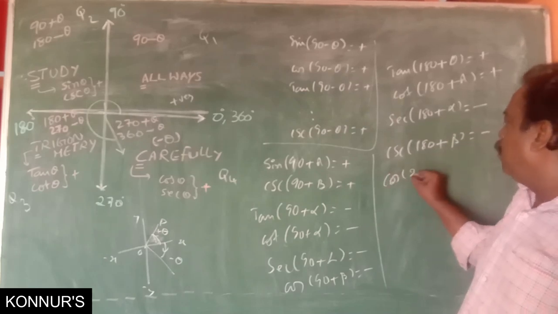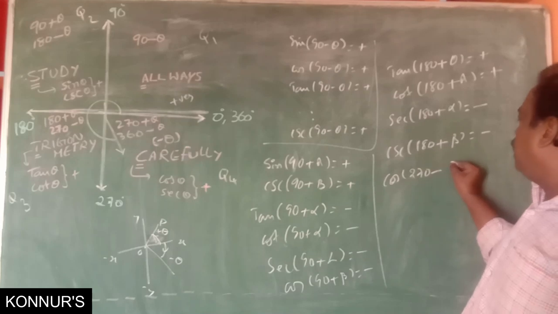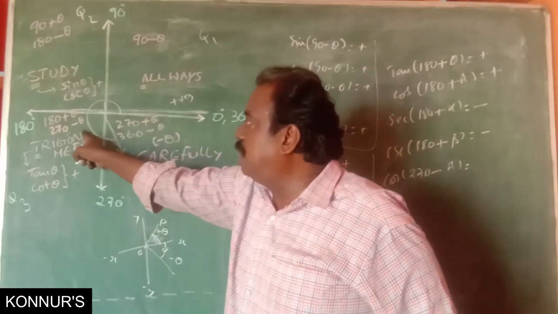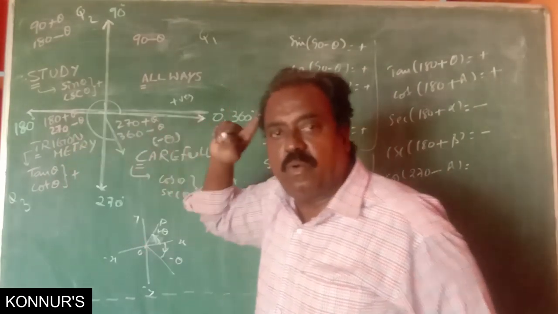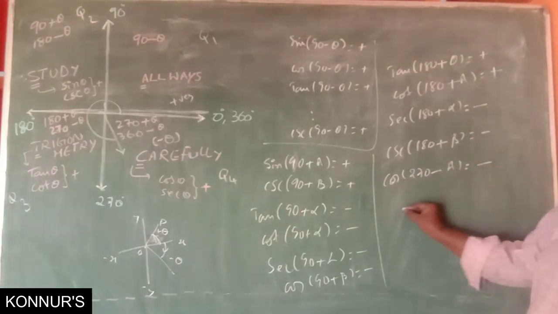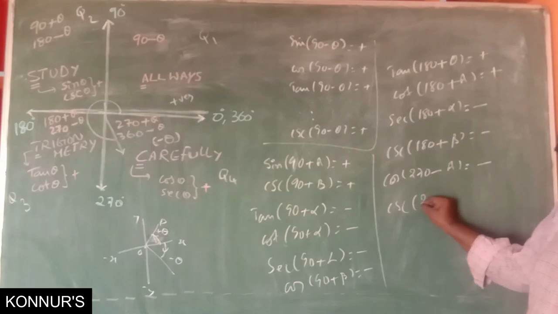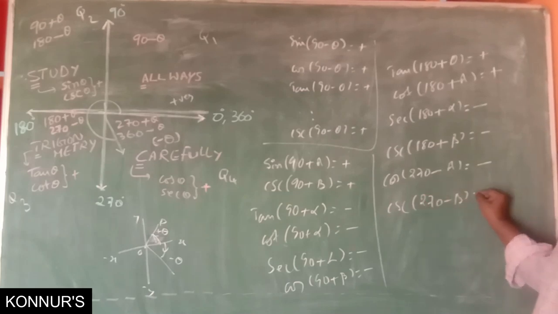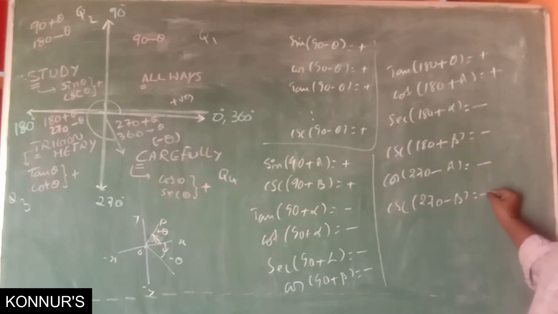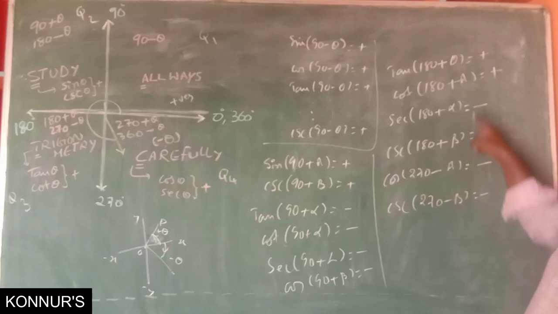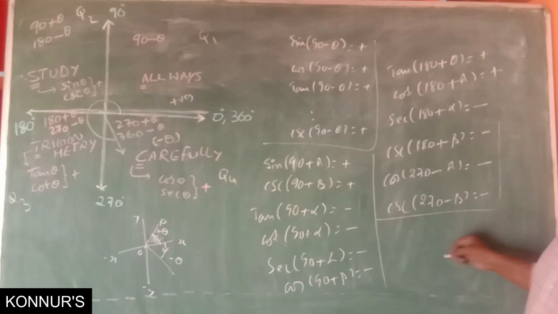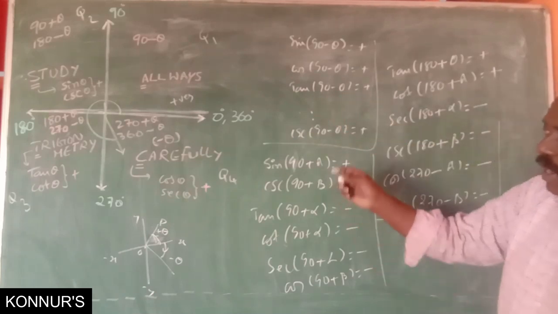Cos of 270 minus A is there. 270 minus A is also in the third quadrant. In the third quadrant tan and cot are the only positives. But here the ratio is cos, so it is negative. Okay, now cosecant of 270 minus B is there. 270 minus is the third quadrant, cosecant is negative. For which ratios positive? Only tan and cot. Is it clear? Okay.